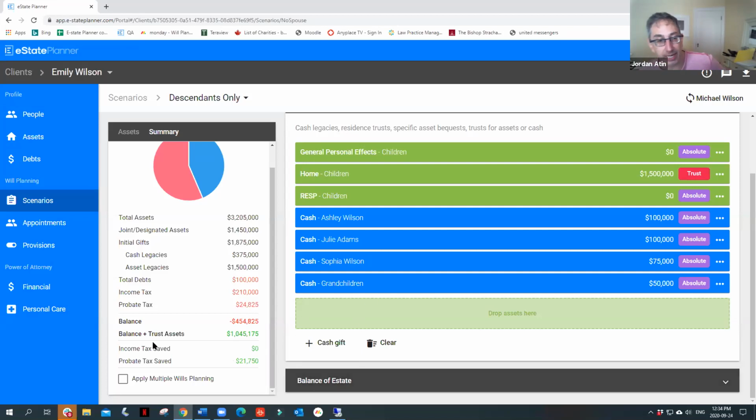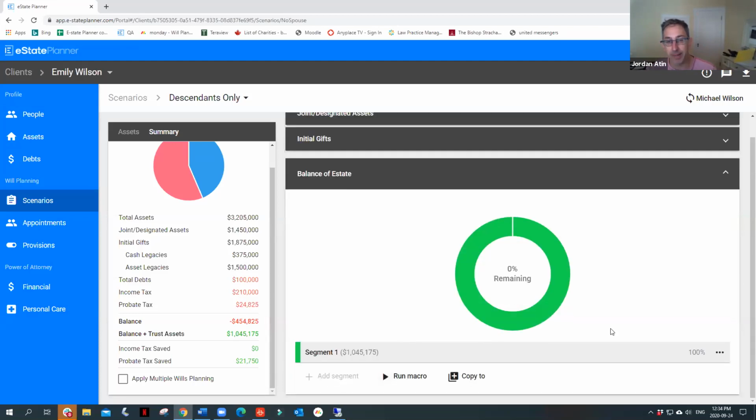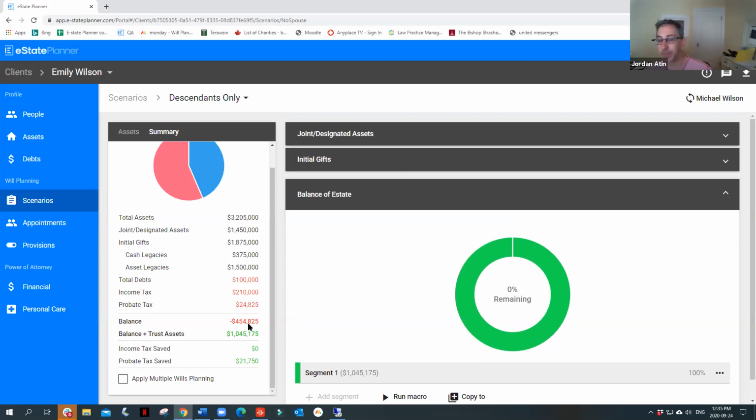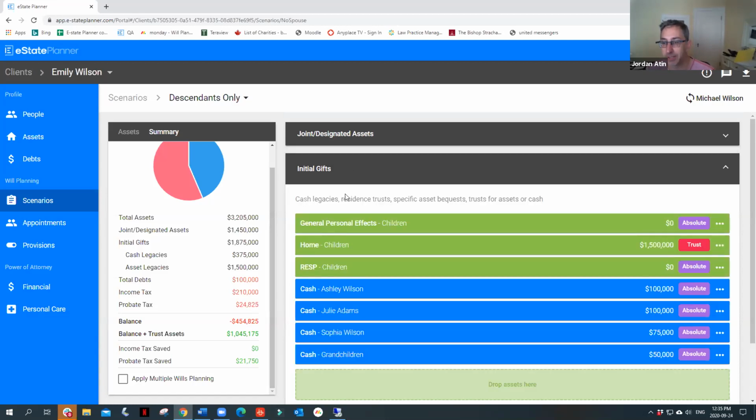So the way abatement works. In this case, let's assume that the home goes in trust and is not available. So the first thing that gets used up is the residue, the balance of the estate. And in this case, there's no money going to the residuary beneficiaries at all. Certainly not until the home falls into the residue. And for our purposes, let's just assume there is no home at all. So there'd be nothing in the residue, and we see it's a negative number. So it's below zero, which means there's not even enough to pay all of the initial gifts.